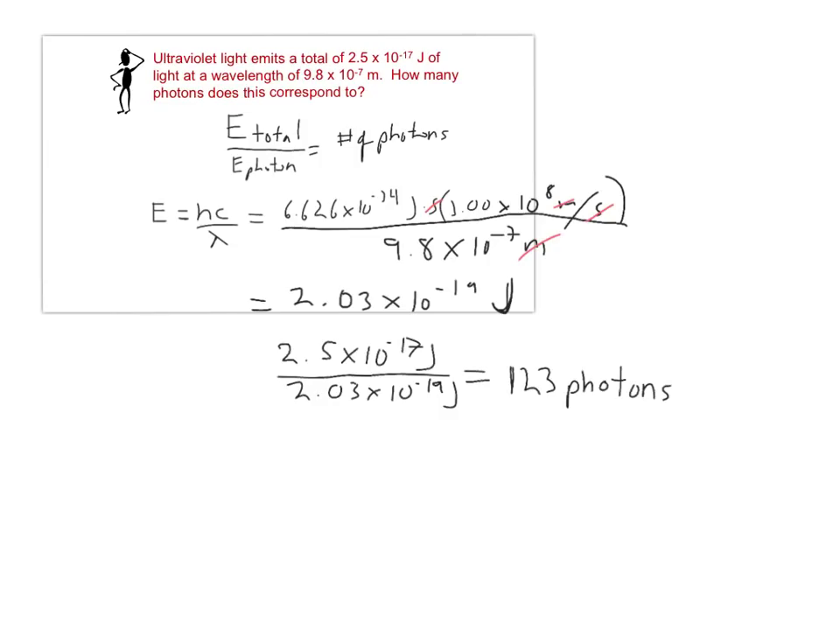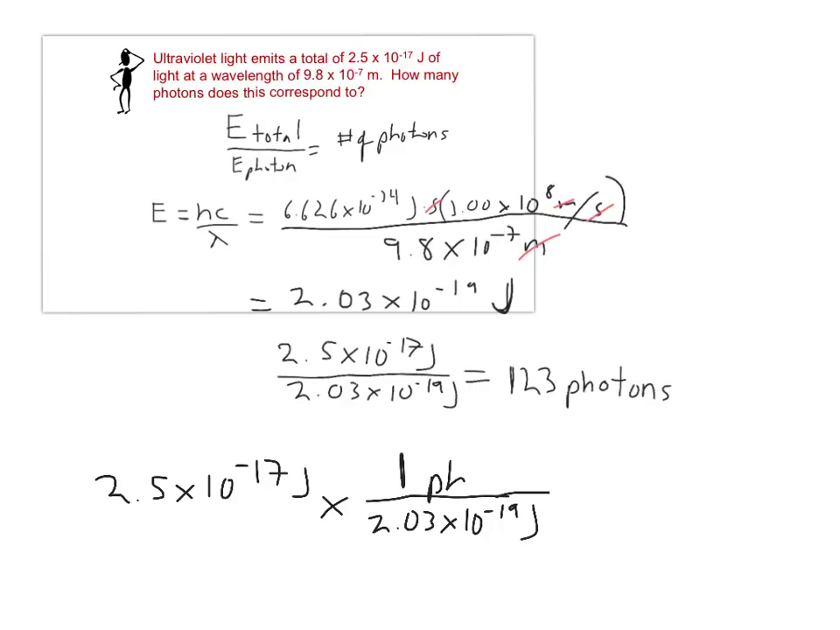Another way of doing this problem is using dimensional analysis. So you've got 2.5 times 10 to the minus 17 joules. Get units to cancel. You've got 2.03 times 10 to the minus 19 joules in 1 photon. So joules cancel, and what you're left in is photons, and you get 123 photons.